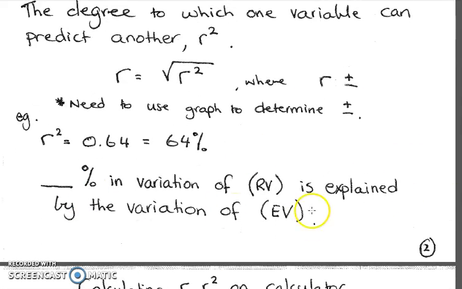This little sentence here is definitely a template you should have in your resource booklet. Once you've calculated your R squared percentage, so just timesing it by 100 or moving the decimal place twice, you can put it in this sentence: say what your RV variable is, and say what your EV variable is, and this sentence is enough to explain what variation of the data is explained by the other variable. This template is a must-have.